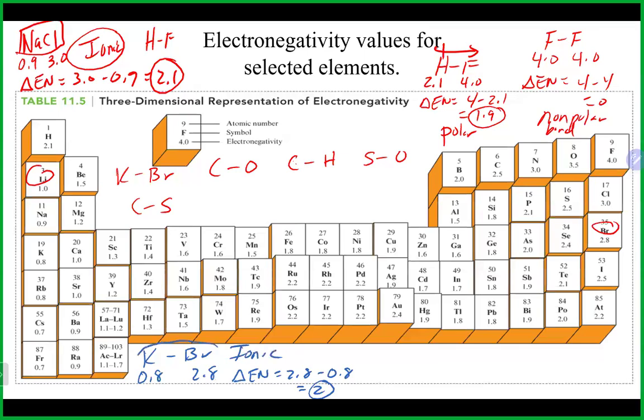Once again, we don't actually need any of those values because we have a metal and a non-metal, so we should just know that it is going to be ionic in that case. Any questions on that one there?